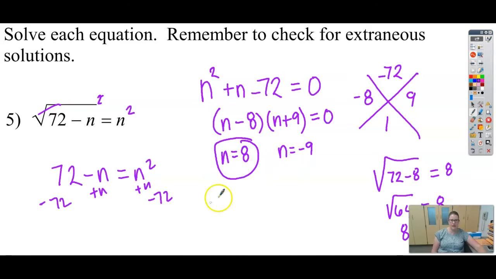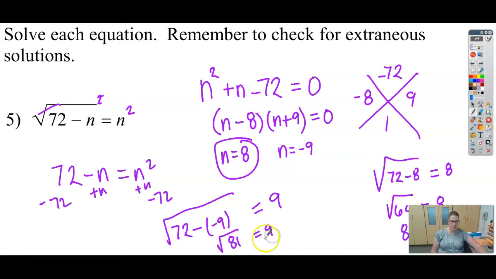Now let's try negative 9. If I put negative 9 in there, I'm going to get 72 minus negative 9 under the radical, equaling 9. So 72 minus negative 9 becomes 72 plus 9, which is the square root of 81. And the square root of 81 indeed does equal 9. So that one also checks out. So that one just has two solutions.